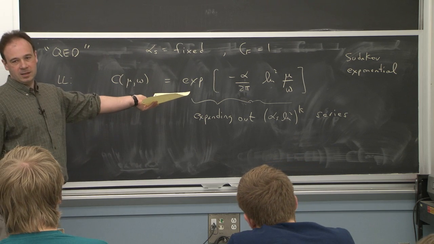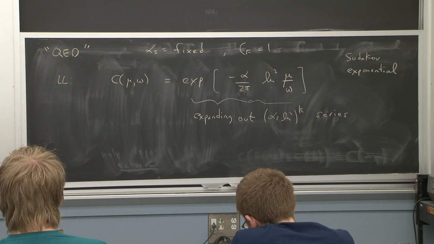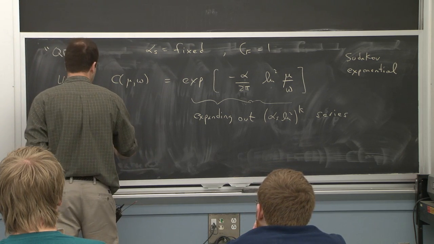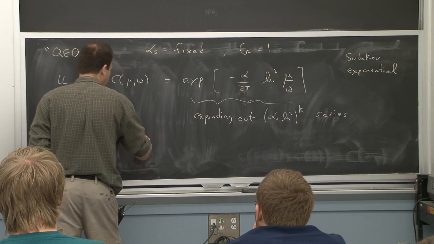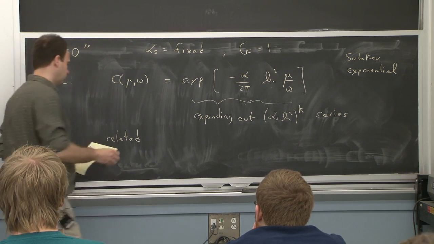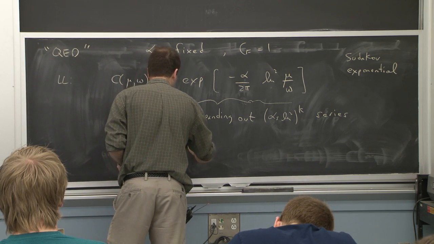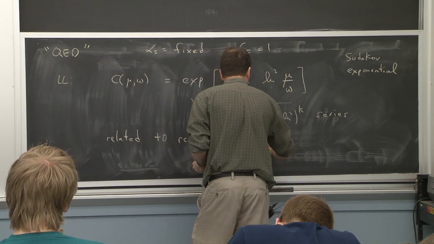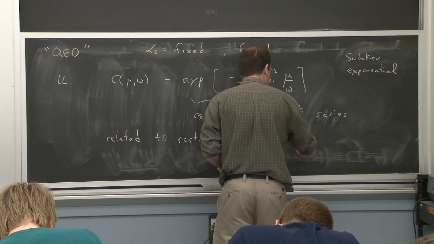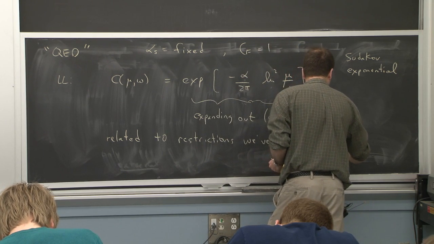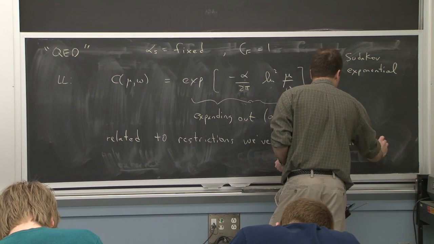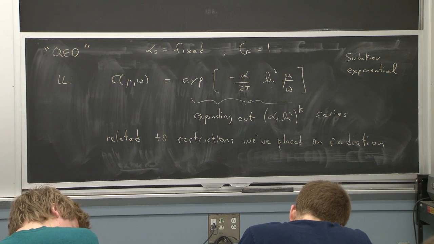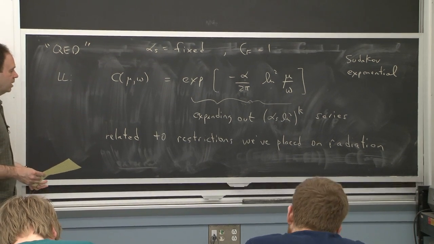So why did we get something like this? Physically, the reason that we got this Sudakov exponential or Sudakov form factor is related to the fact that the whole theory that we've developed put restrictions on radiation. So there were kinematic restrictions put on the radiation by the whole setup that we had. We had this jet, and it was collimated, and the radiation was forced to go inside that jet.